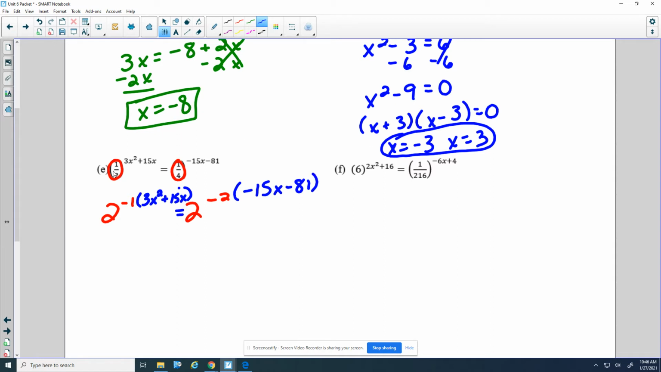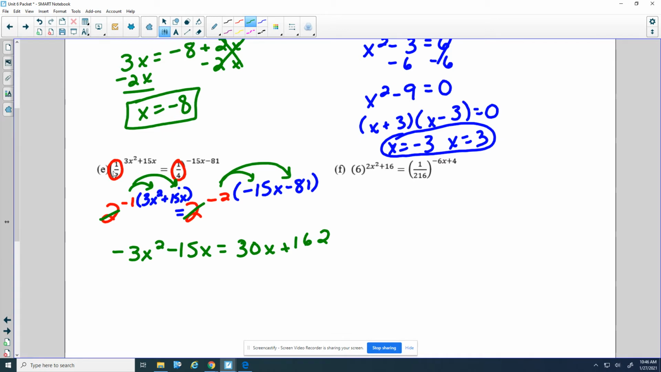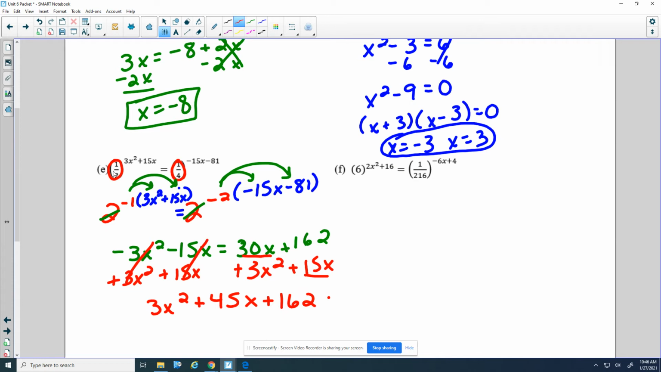Both of these are binomials, so I have a situation where I'm going to have to distribute for both of them, cross out the common bases. So this gives me negative 3x squared minus 15x equals 30x plus 162. Now, noticing that this is a quadratic, I want to bring everything to one side to factor it, and I don't really like having this negative 3x squared, so I'm going to move these 2 terms over to make it positive 3x squared. That'll make my next step a little easier to work with the positive lead coefficient. So this gives me 3x squared plus 45x plus 162 equals 0.